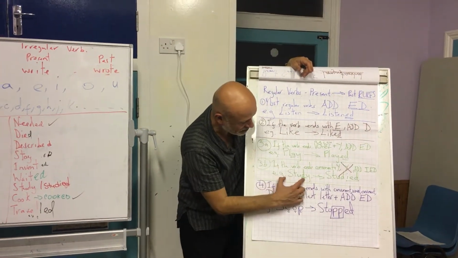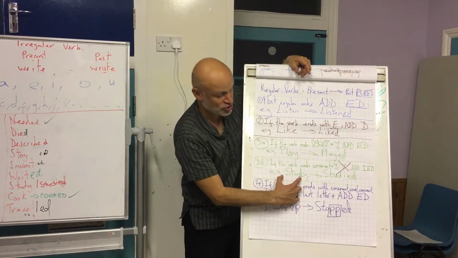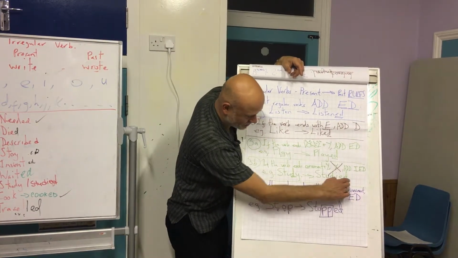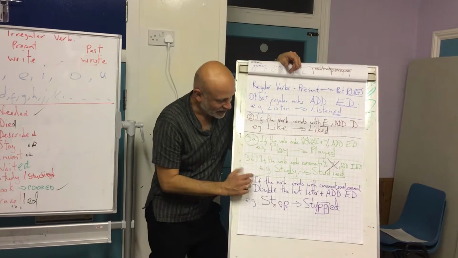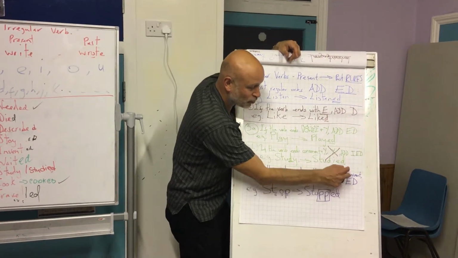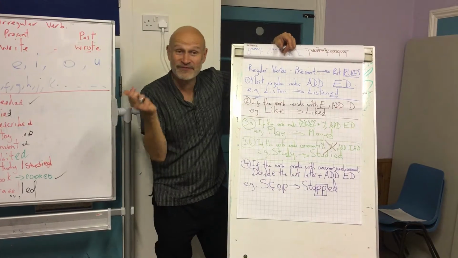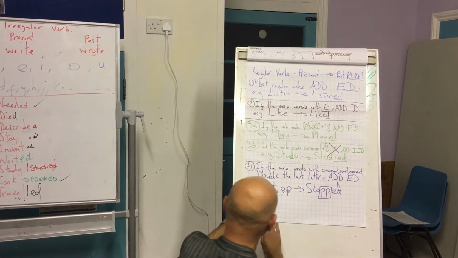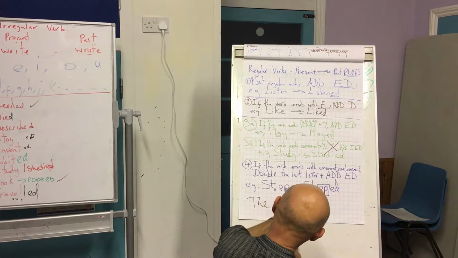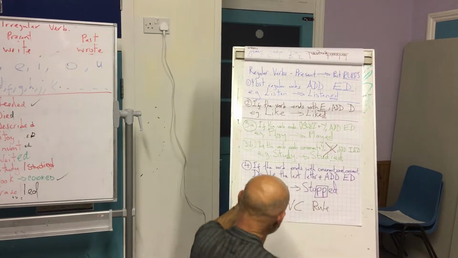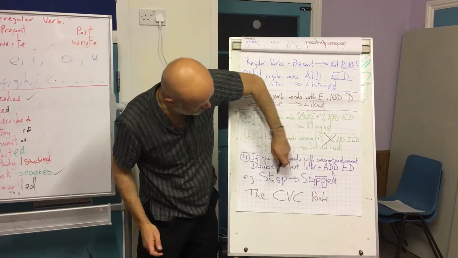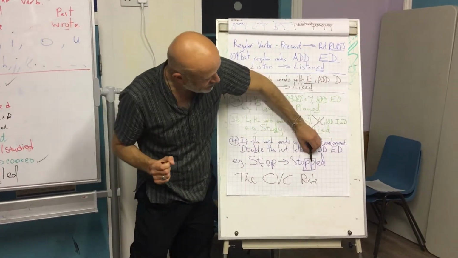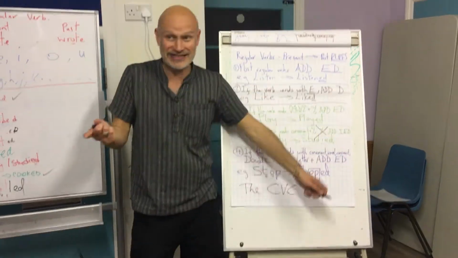So here's one, study with a Y, look, consonant. So we need to cross out the Y and then we add ied. And finally, if the verb ends with a consonant, vowel, consonant, it's called the CVC rule. I forgot to say that to you. This one here is called the CVC rule. If it ends with a consonant, vowel, consonant, any regular verb, then we need to double the letter and then add ed.